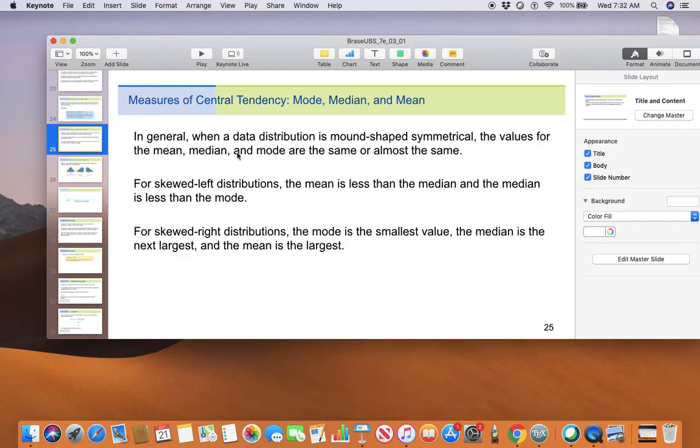In general, when a data distribution is mound shaped, symmetrical, the values for mean, median, and mode are the same or almost the same. For skewed left distributions, the mean is less than the median and the median is less than the mode. For skewed right distributions, the mode is the smallest value, the median is the next largest, and mean is the largest. Let's see the pictures.